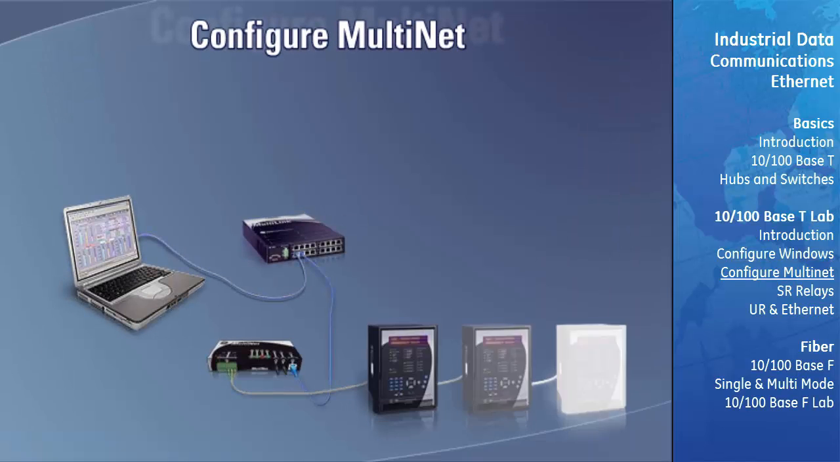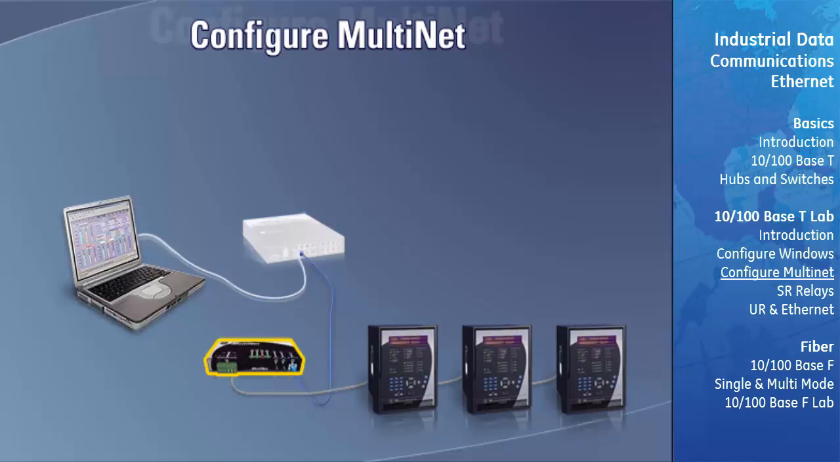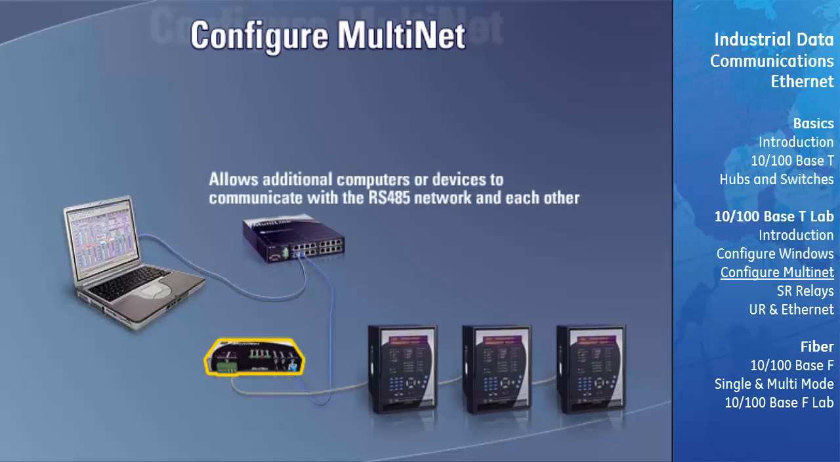Next, we will configure the MultiNet to act as a communication bridge between the RS-485 LAN and the Ethernet LAN. The MultiNet can be directly connected to a computer using a crossover cable, or via a switch using standard 10/100 base T cable, which would allow additional computers or devices to communicate with the RS-485 network and each other.